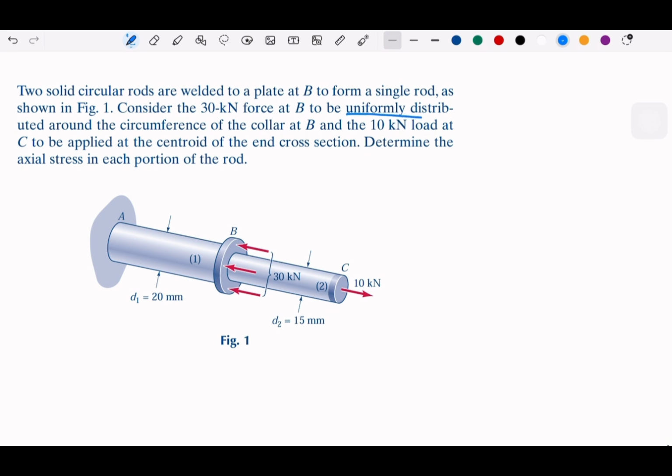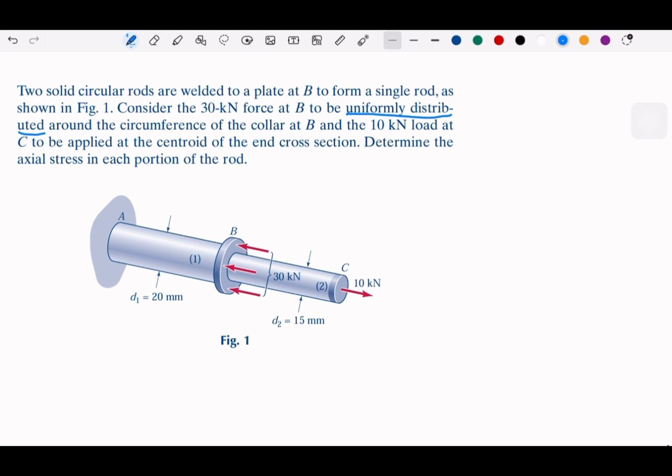So uniformly distributed. Okay, and then a 10 kilonewton load at C to be applied at the centroid. At the centroid, so it is exactly at the middle and at the center of this circular rod. Determine the axial stress in each portion of the rod.